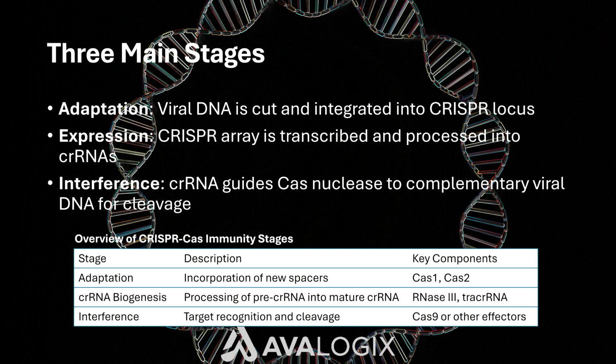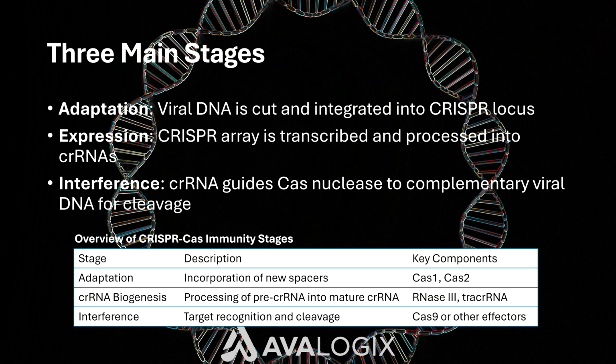The final stage is interference. Here, the mature crRNA, sometimes complexed with a tracrRNA, guides a Cas nuclease to the complementary target DNA in a new invader. Once bound, the Cas nuclease cleaves the DNA, effectively neutralizing the threat. This highly specific targeting and cutting mechanism is what makes CRISPR such a powerful tool beyond natural immunity, as we'll explore shortly.